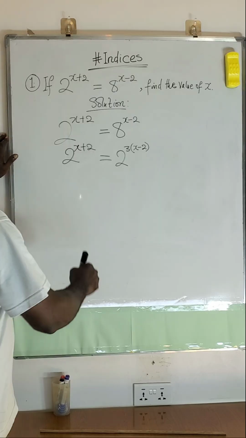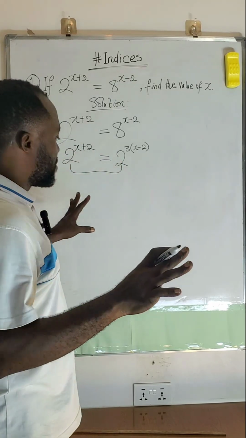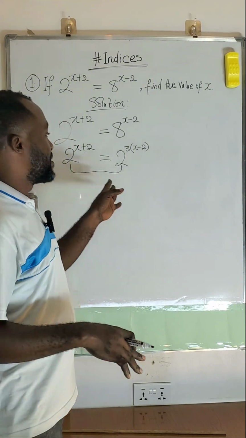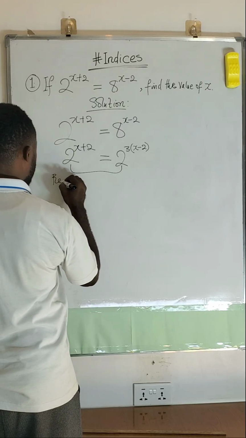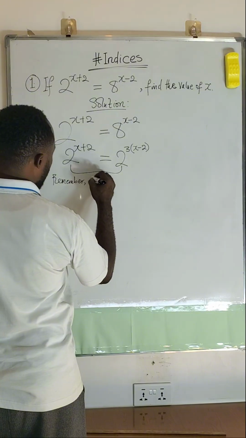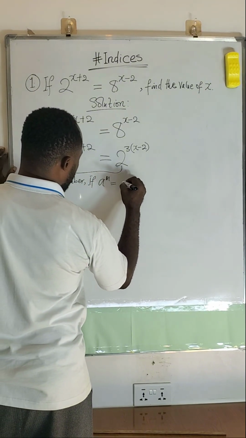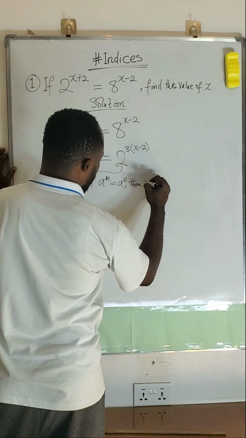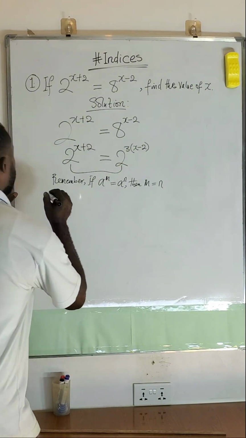Can you see that? The moment you have two numbers of the same base on both sides, then you can equate their powers. You can as well remember the rule in indices. If a raised to the power of m equals a raised to the power of n, then m equals n.